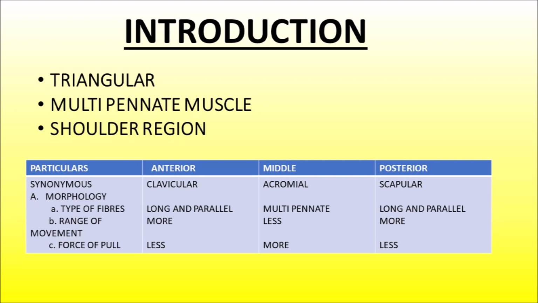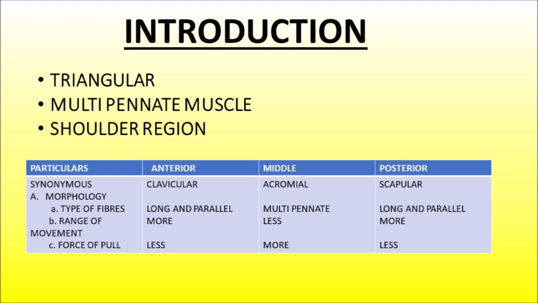Deltoid is a triangular multipinnate muscle present in the shoulder region. And let us discuss the synonyms of the different fibers of the deltoid. The anterior fibers of the deltoid are also known as the clavicular fibers. Middle fibers are also known as the acromial fibers, and the posterior fibers are also known as the scapular fibers.